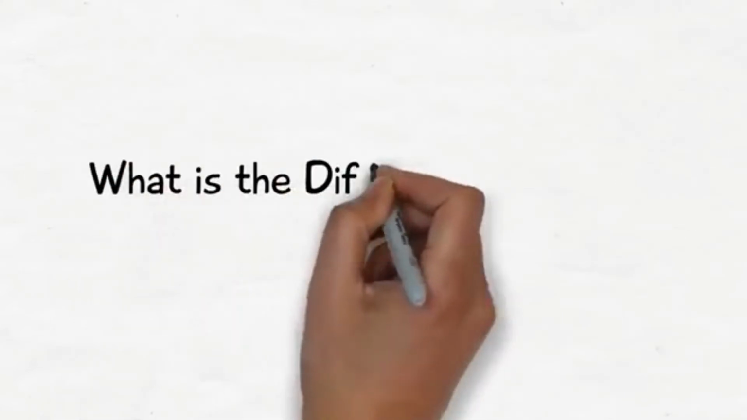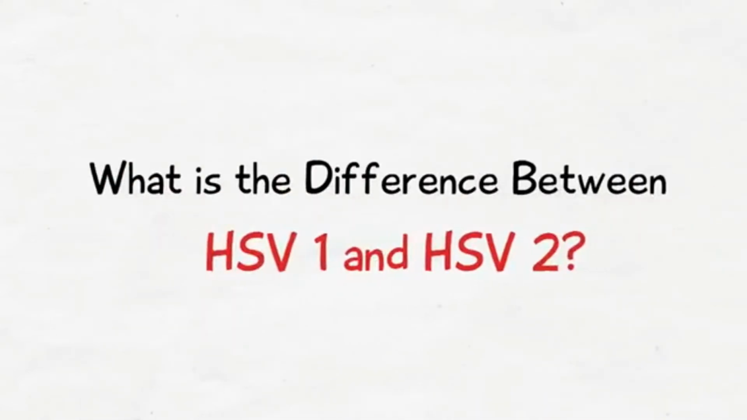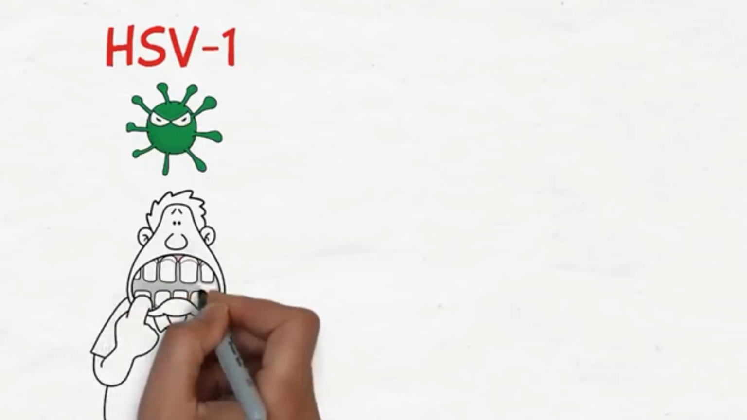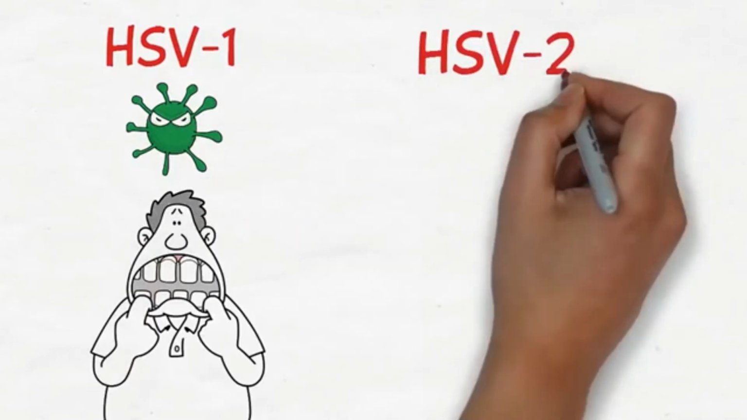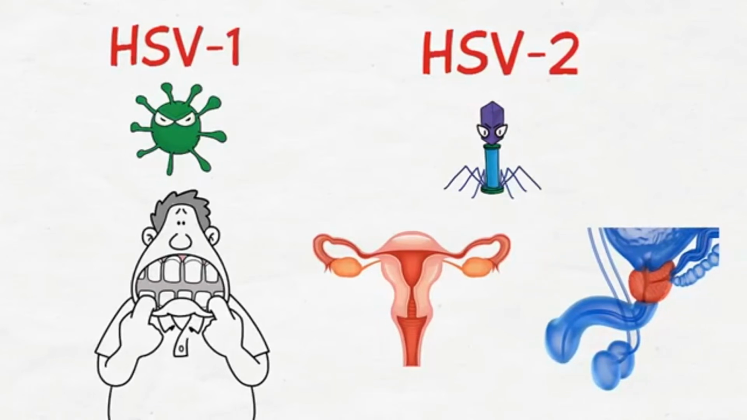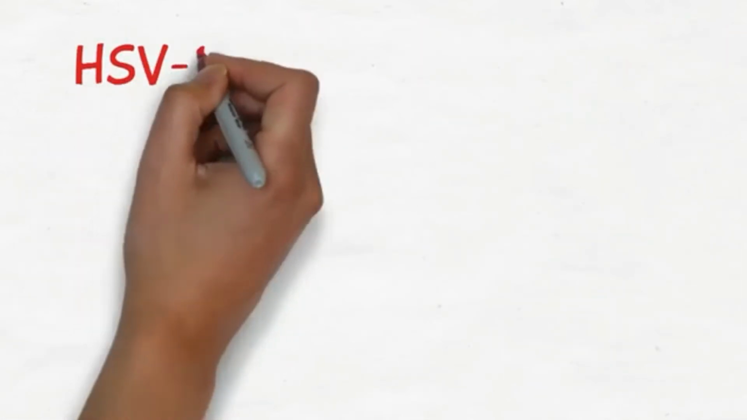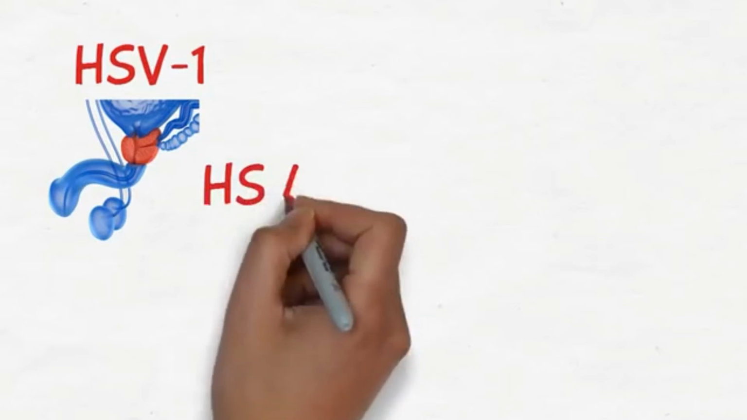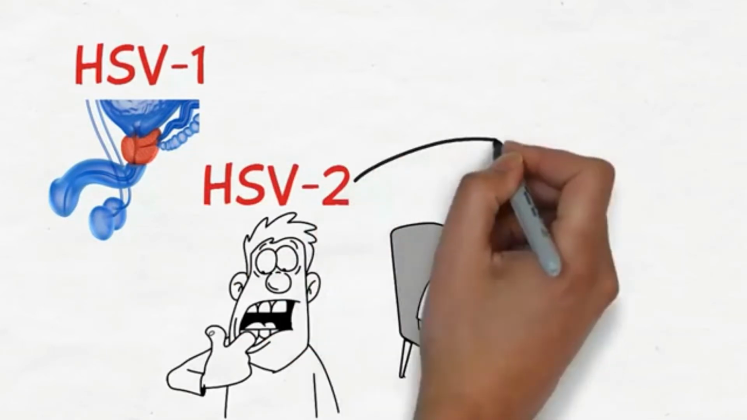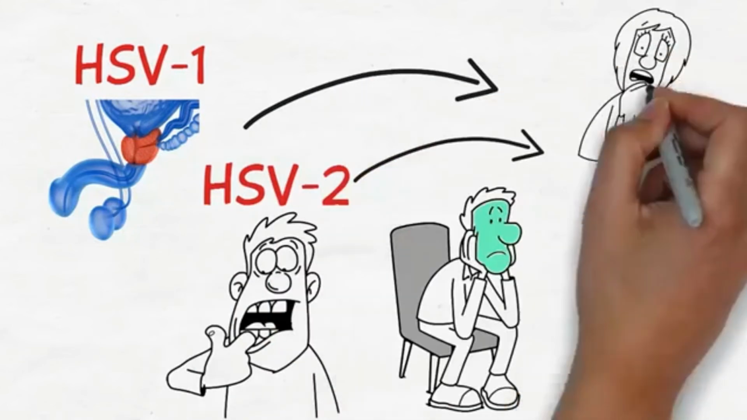What is the difference between HSV1 and HSV2? HSV1 is the herpes virus that has adapted to affect the mouth. HSV2 is the herpes virus that has adapted to affect the genitals. When you have HSV1 of the genitals or HSV2 of the mouth, you're still contagious and can still spread the virus either to the mouth or genitals of someone else.